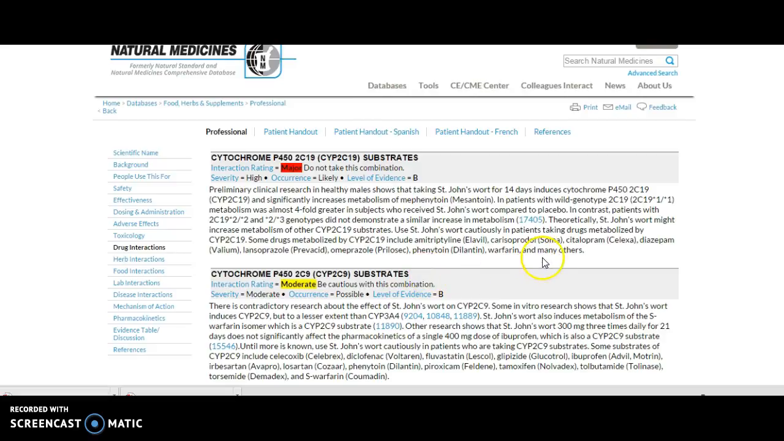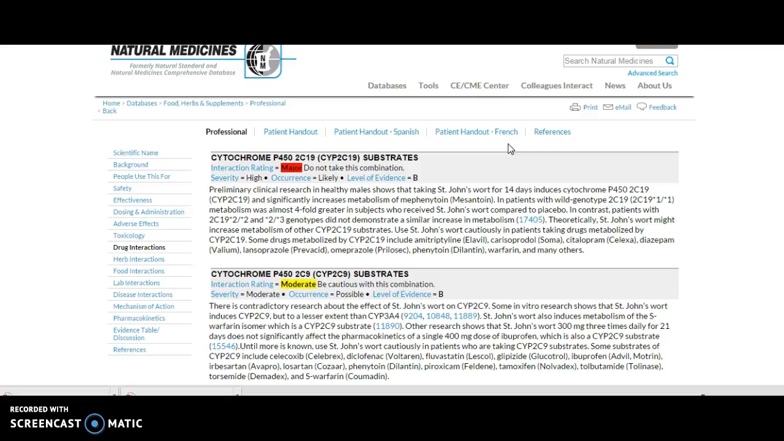So I wanted to just redirect you guys for a second to the Natural Medicines database, just to show you the extent of what we're looking at for St. John's wort, because I did not include every single known herb-drug interaction for St. John's wort, because there are so many, but more the classification for the herb-drug interactions with a few specific examples.